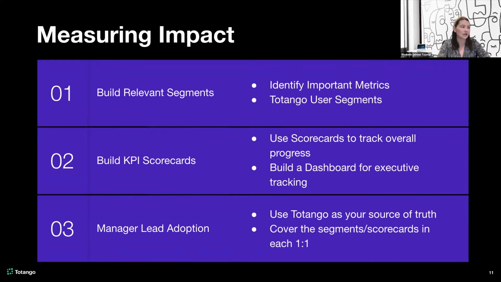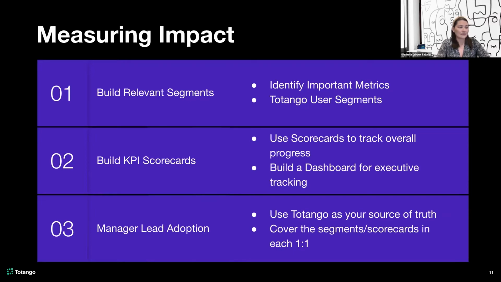So first and foremost, you can build relevant segments. So segments are a way for you to look at the various data points and activities that are within Totango and actually take a good look at them by different types of customer, if you will. So this gives you the ability to identify those important metrics, and you can do this by accounts, but you can actually also do this by Totango users. So the value in that is that if you are a manager and you're listening to this today, that gives you the ability to start your adoption tracking and impact measuring.